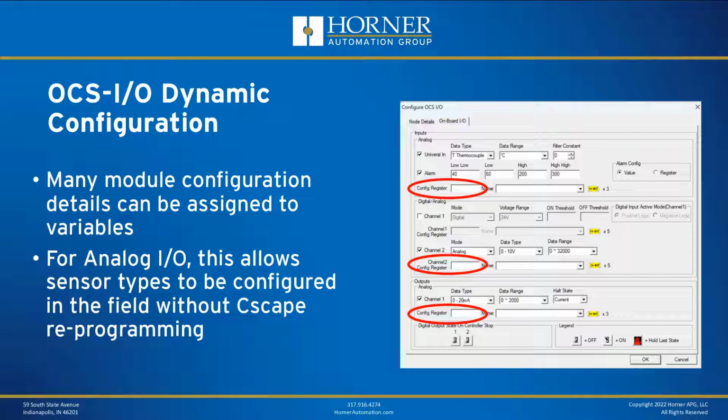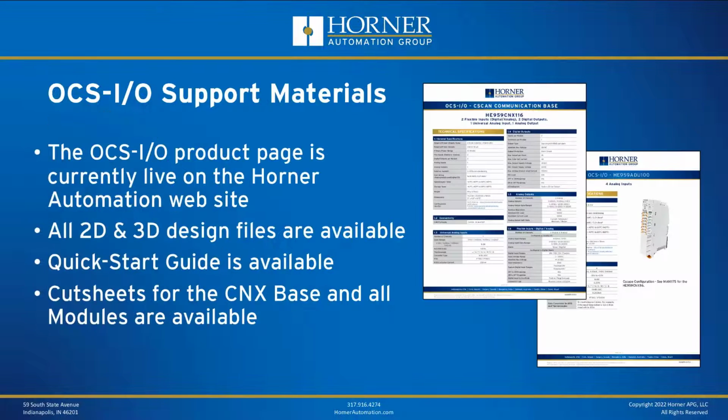You can do that from the screen, for instance, by creating a screen that accesses those variables. And then you don't have to make any changes in Cscape if you want to ship machines that support different types of sensors. And that's important if you've got customers that some customers prefer RTDs, for instance, and others might prefer thermocouples, as an example. So that's an enhancement to OCS-IO as well, the dynamic configuration capability.